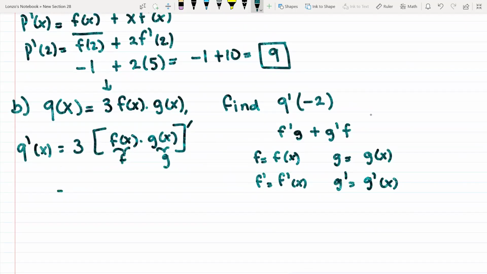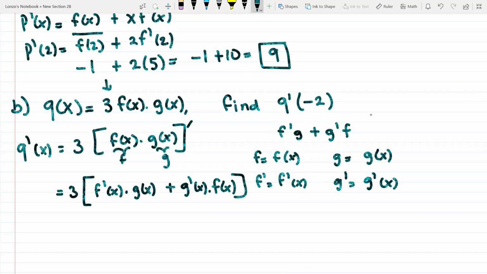Apply the product rule, so it's 3, and then f prime, which is f prime of x, times regular g, which is g of x, plus g prime, which is g prime of x, times f, which is f of x. Now what I'm going to do is plug in my x value, -2.